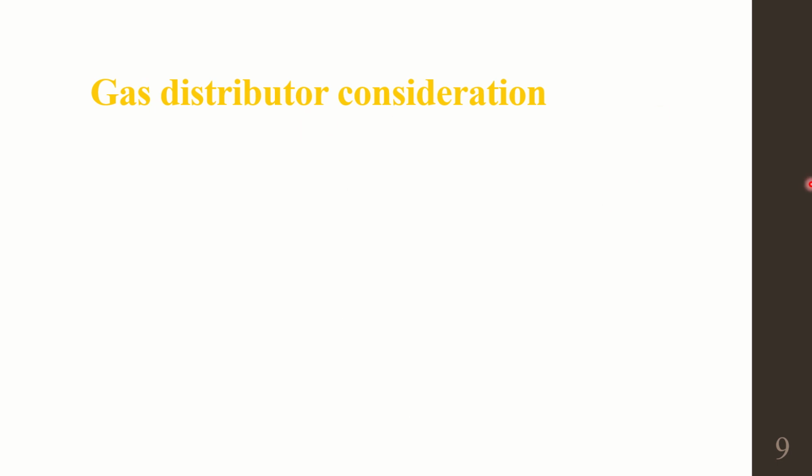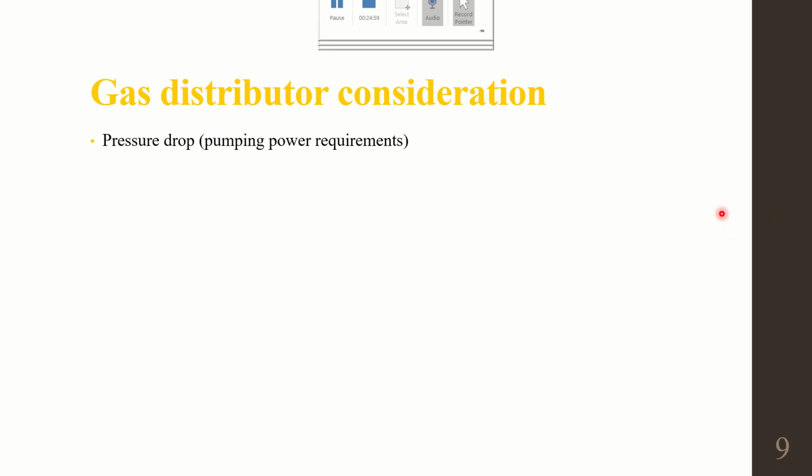Okay, next come the gas distributor considerations. When we are considering the design aspects of fluidization, the main thing to be considered is the gas distributor. We have various types of distributors, like porous and perforated distributors. Which distributors would we go with, and why do we need to go with specific distributors? The main thing to be considered is pressure drop, or the pumping power requirements. In fluidized beds, because of the distributor, there would be an additional pressure drop.